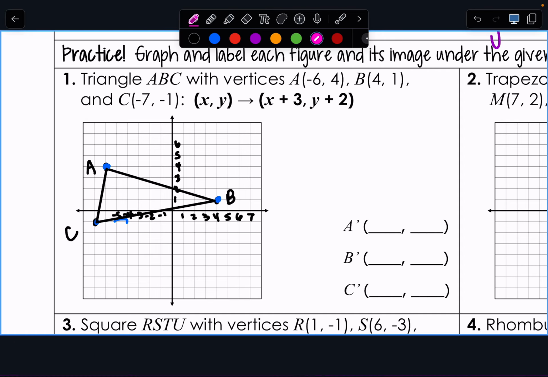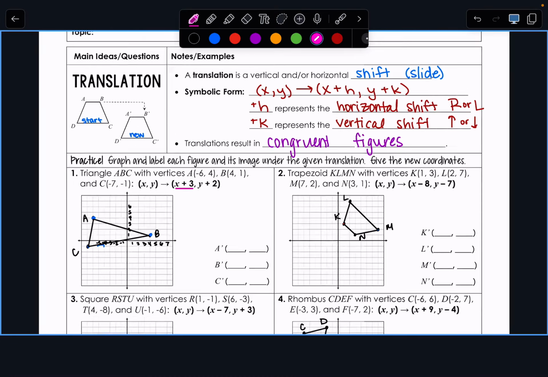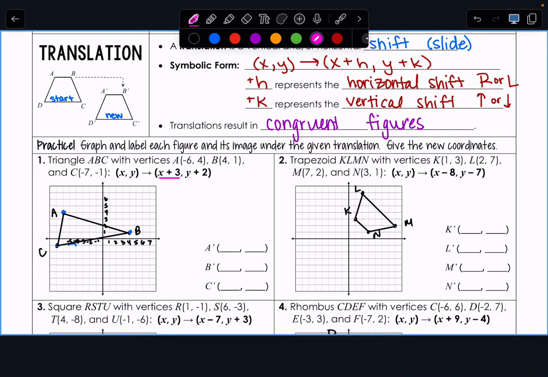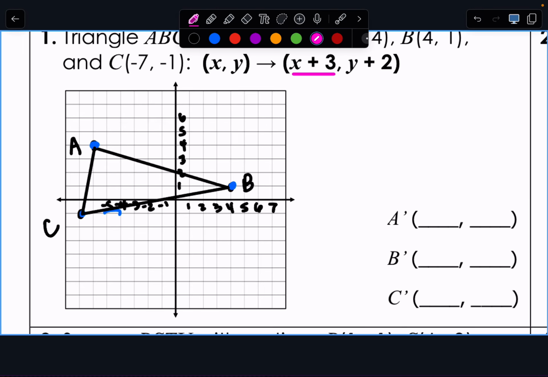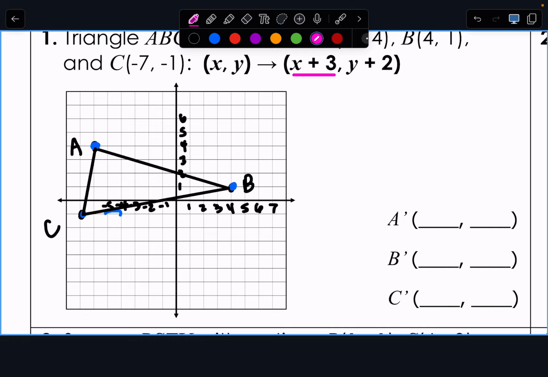So let's look at this right here, this x plus 3. That plus 3 is telling us to move which way 3? So first of all, is it right, left, or is it up, down? It's right, left because it's with the x. Since it's a plus, is it going to be right or is it going to be left? Right. Right is our positive. So this means right 3.